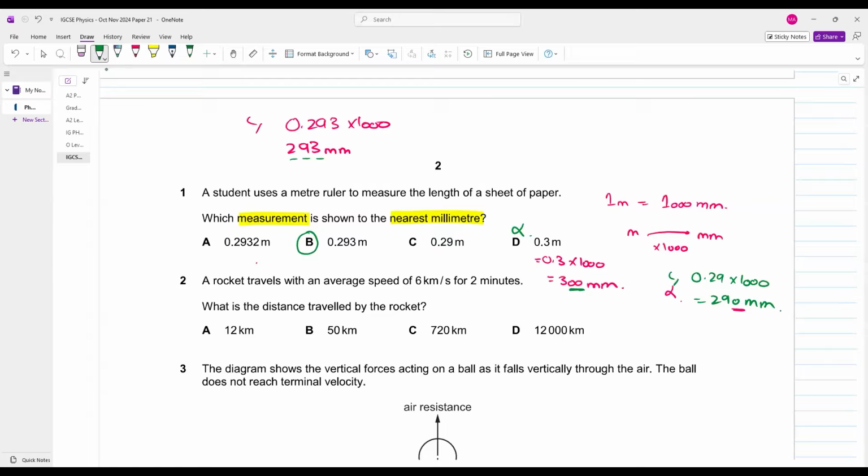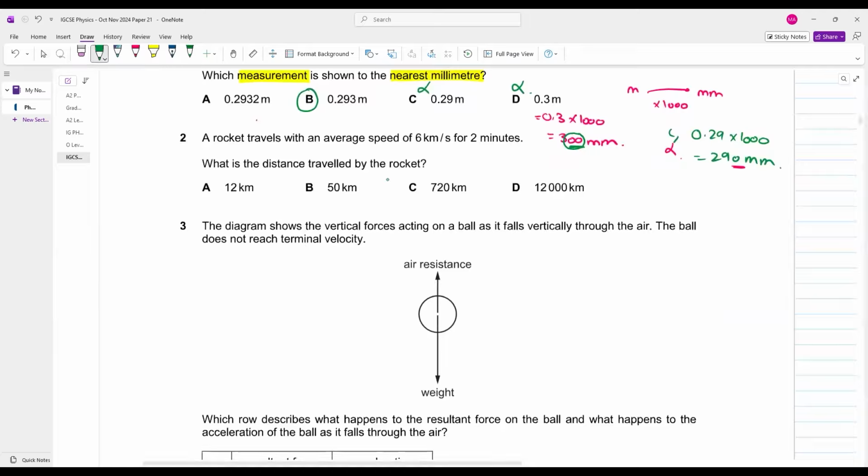Because when I multiplied by 1000 there, I get zeros at the end that are not significant. Zeros at the end are not significant. That's why option C and D cannot be your answers. Option B is your answer. Why? Because when you multiply it by 1000, you get three significant, non-zero digits. Hence, your answer B is to the nearest millimeter. Perfect. Let's further move ahead.